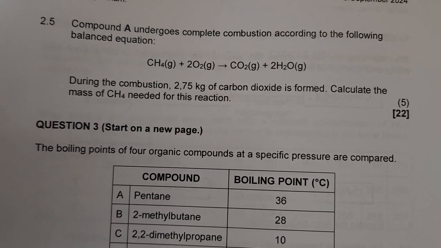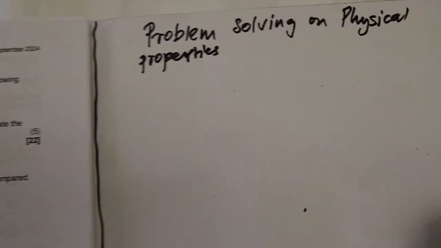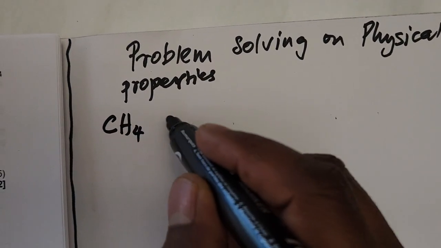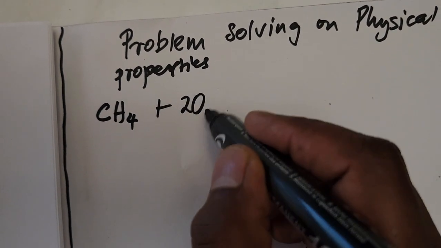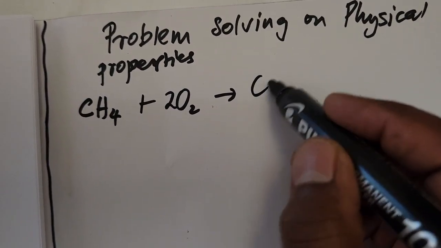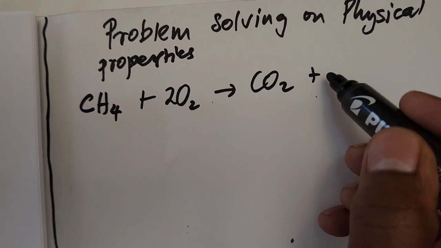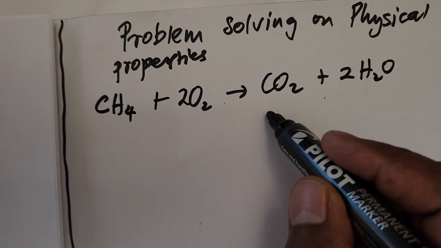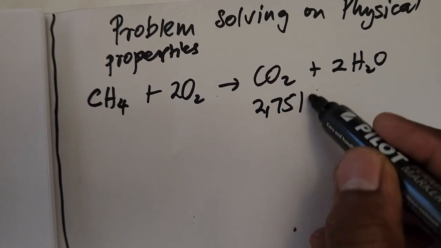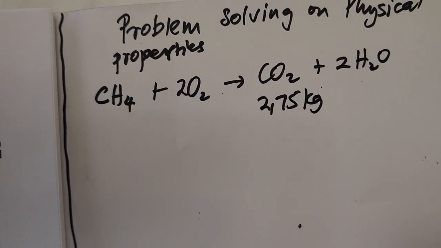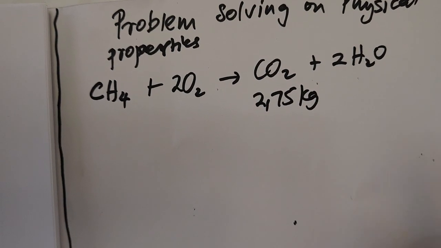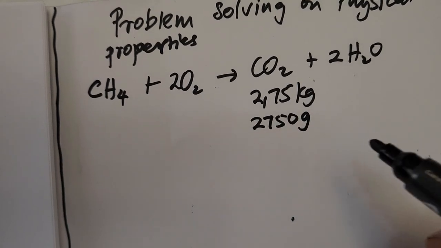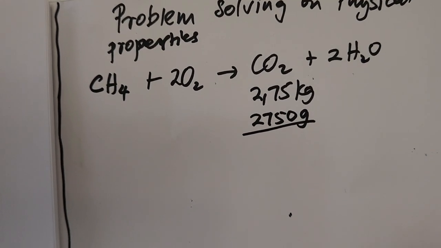Now, there are two methods in this case. We can use any one of them. I'll try to show you both so that we are well equipped in this section, especially when a balanced equation is used. And this is the equation that is given: carbon dioxide plus 2 water molecules. Now if we are given 2.75 kilograms, remember in chemistry we don't use kilograms, we normally use grams. Therefore this will be 2750 grams. That is the best one to use in this case.